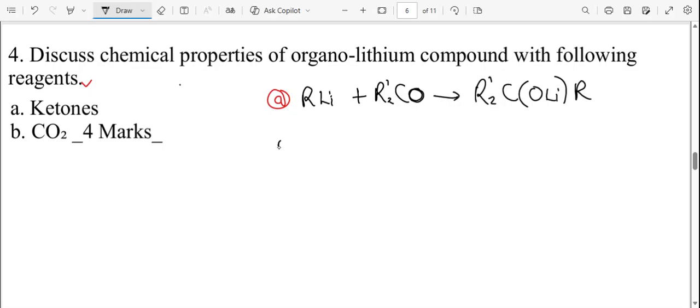Then coming to the reaction with the carbon dioxide. So you have seen what has formed. Once they're reacting with the ketone like that, you just replace this. This lithium will react with the oxygen, and this one will take it back there to the other side. It will attack on the back side. So that's how it will happen.